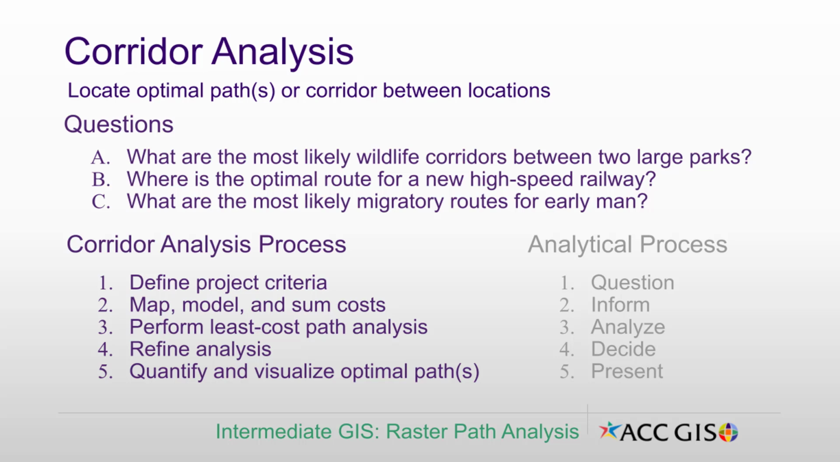that starts with step 1, defining the project criteria. Step 2, map, model, and sum all the costs. Step 3, perform a least cost path analysis. Step 4, refine your analysis. And step 5, quantify and visualize your optimal path or paths.